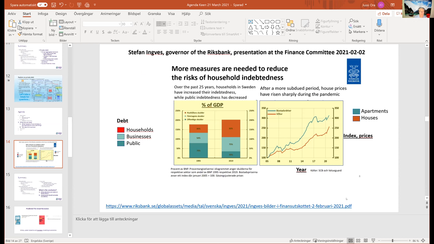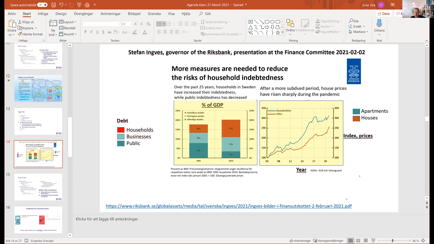Okay, keep going. This was the governor of the Riksbank, who gave a presentation at the Finance Committee on February the 2nd. He said that more measures are needed to reduce the risk of household indebtedness. Actually, they recognize it somehow.